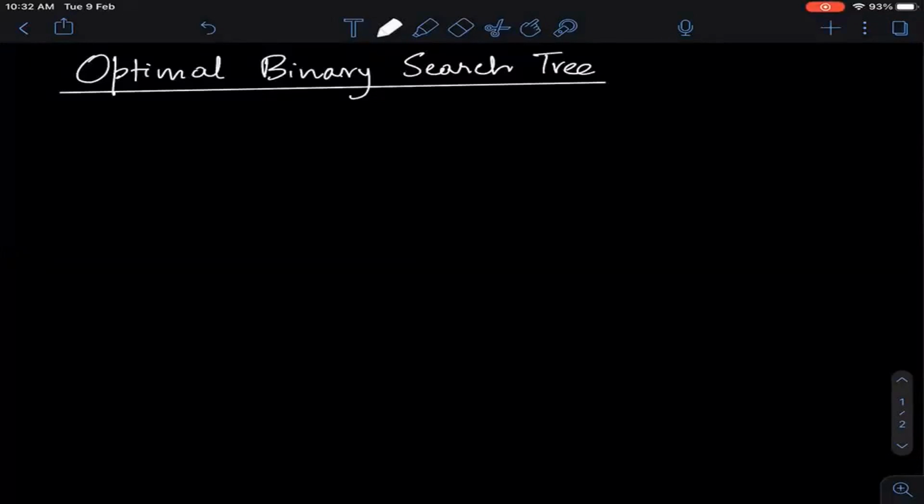Let's first define the problem. I hope everyone here is familiar with what a binary search tree is. So what is a binary search tree? Well, given a set of keys. I will assume throughout this lecture, just for simplicity, that the keys are just the first 10 natural numbers.